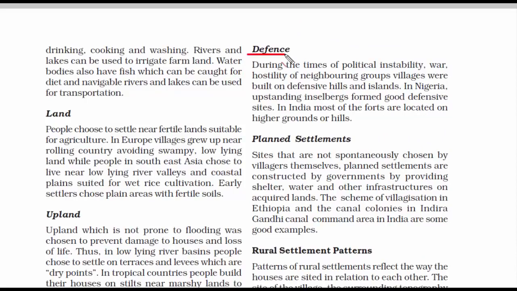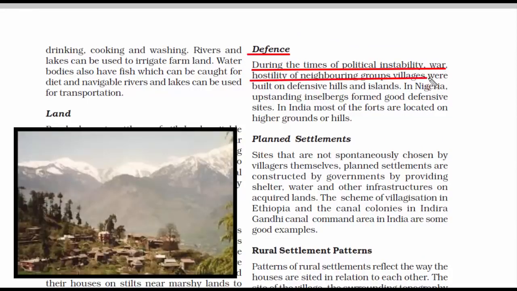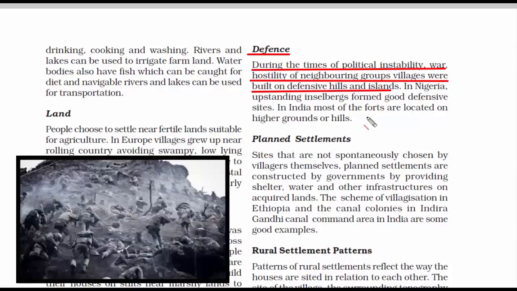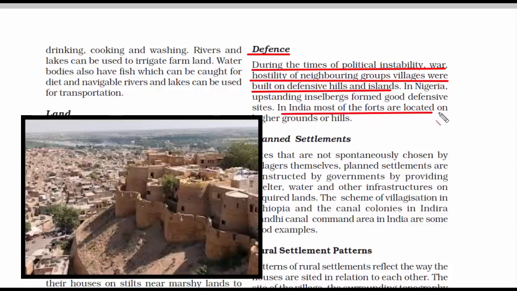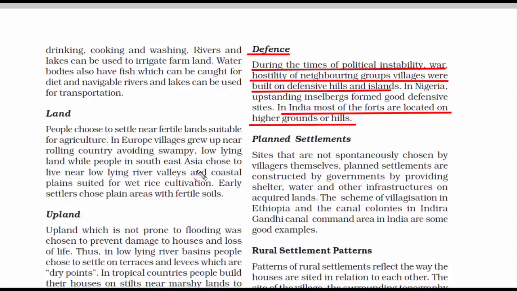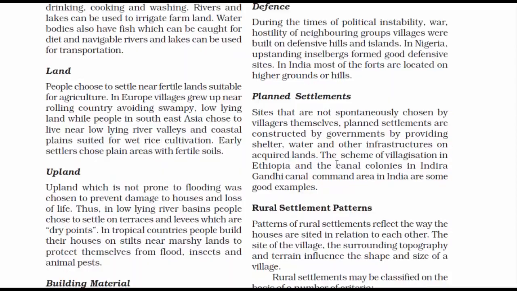The fifth one is defense. If we go back in history, many of the villages were built on hills and islands because they served as a defensive position. I mean, in a war situation, the person on the hill has an advantage over the enemy. We can see this in Germany, England, even in India, where most of the forts are located on higher grounds or hills. So many of the rural settlements have been influenced by defensive and strategic location. So these were some of the factors that affect the location of rural settlements in the world. Now we are going to read about planned settlements.